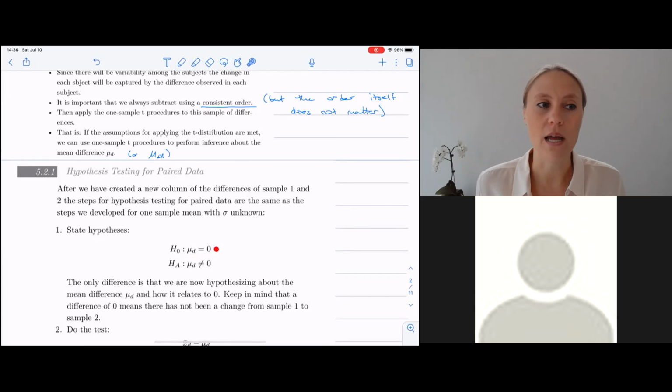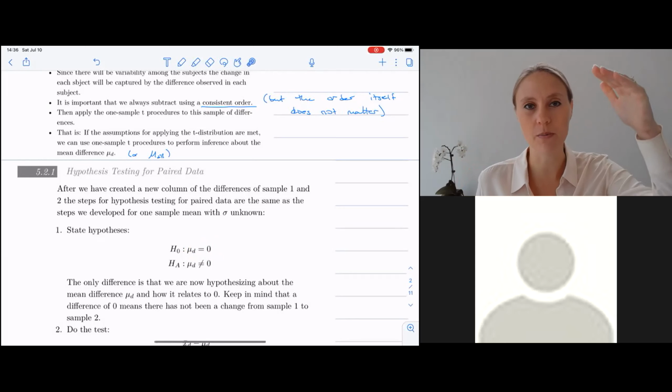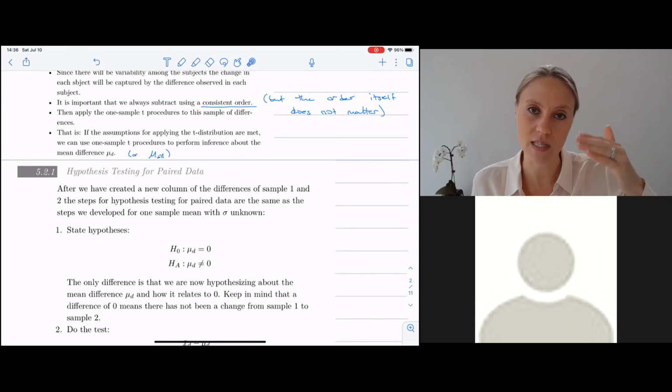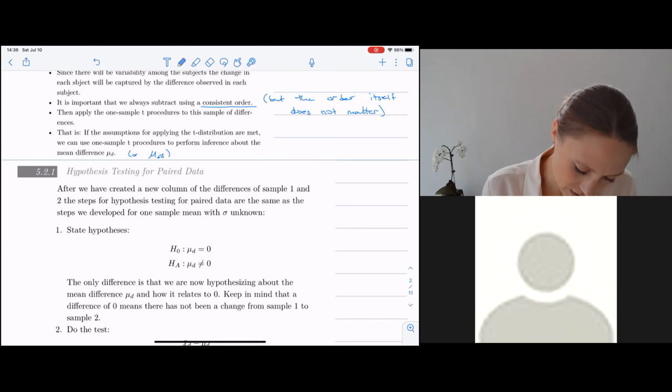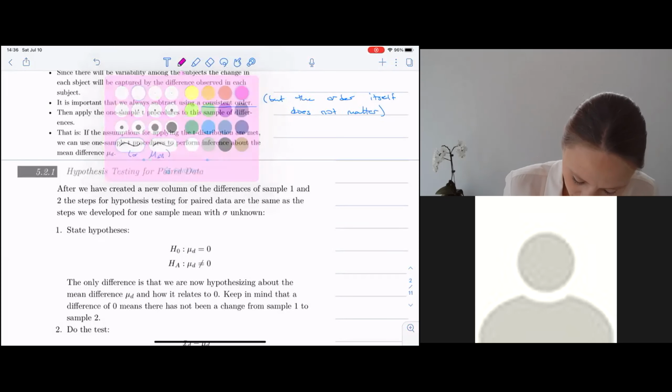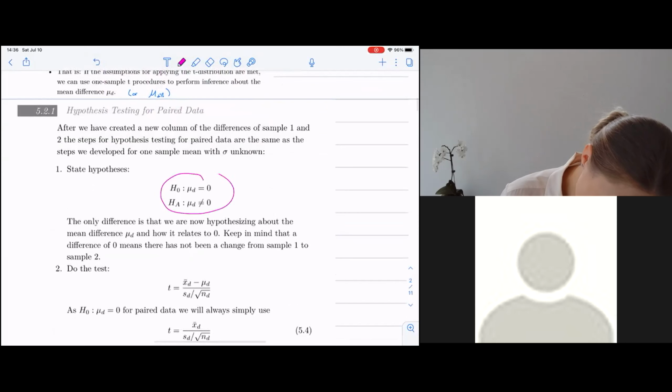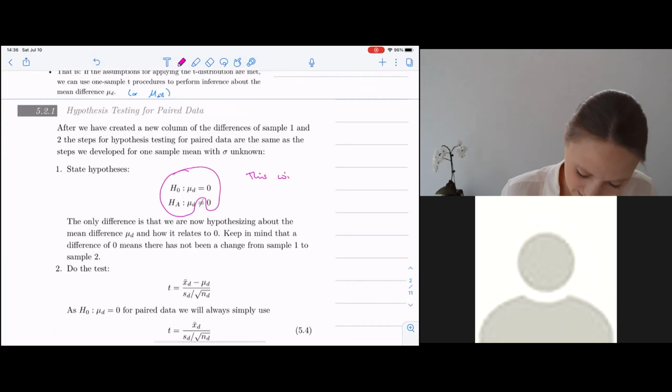And so when you calculate the differences, you'll also be able to find the mean of those differences, right? And that's going to be your sample mean of the differences. And you'll also be able to calculate the standard deviation of those differences. And that would be the sample standard deviation of those differences. And so here, what's nice is this.